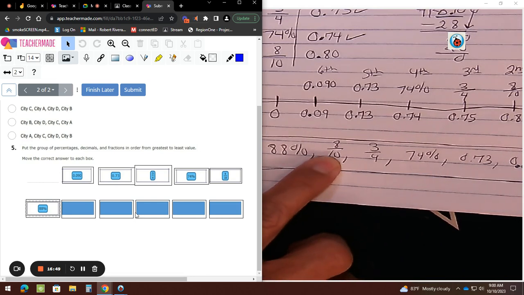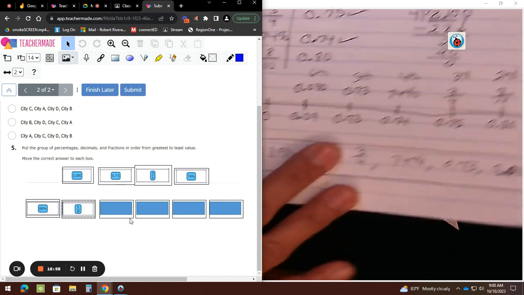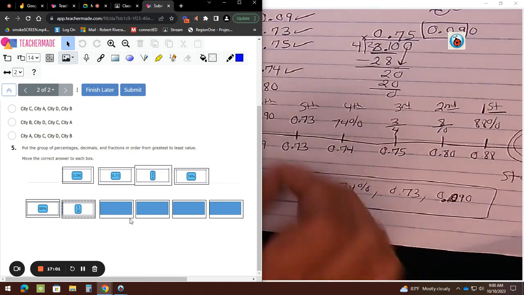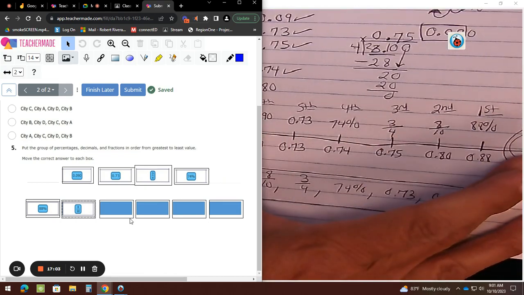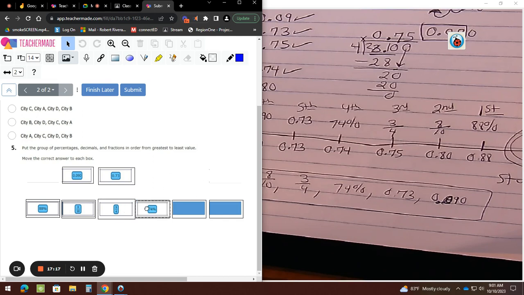Who's the second one that we should put? 8/10 because he's 80 cents. Greatest to least. Now some of you get confused because you say, but you made us do it this way. Because this is just a number line. We're not putting things in order here. We're just drawing a number line. Okay? Who's next after 8/10? 3/4. And then 74%. Then 0.73. And then 0.09 should be the last one.